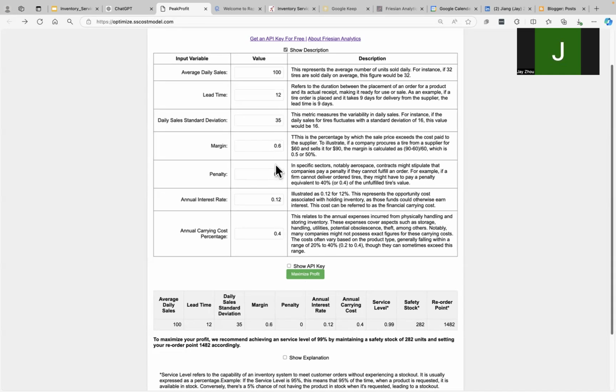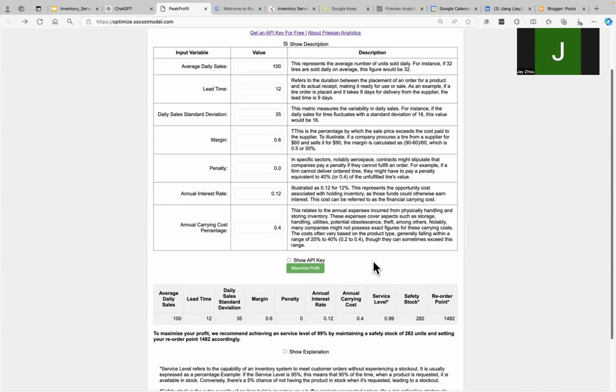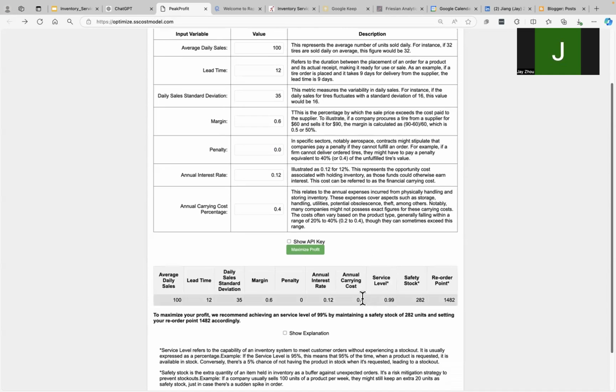So once we have these numbers, we can say maximize profit. Here it produces three numbers. The first is service level, 99. So based on those numbers, the best service level is 99%. At this point, our profit is maximized. And also we calculate safety stock for this service level and the reorder point. Reorder point is simply safety stock plus average daily sales times lead time.